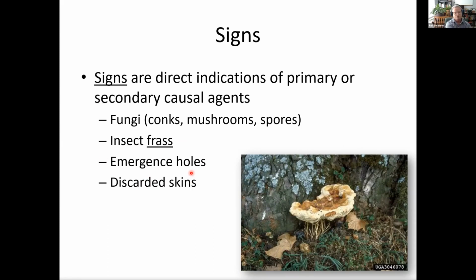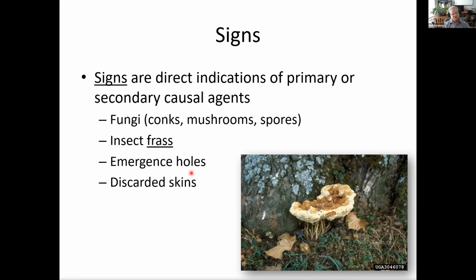The emerald ash borer, when it comes out of the tree, makes an exit hole that looks like a D. It faces up, so the bottom of the hole is flat and the top of it is curved. So that's a very distinctive exit hole as compared to one that might just be round, like a flathead borer might have just a round emergence hole.